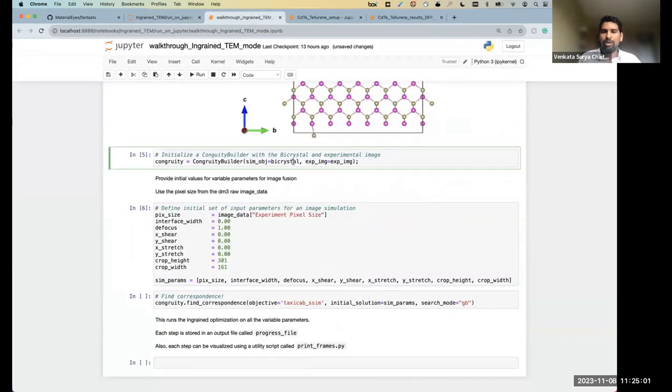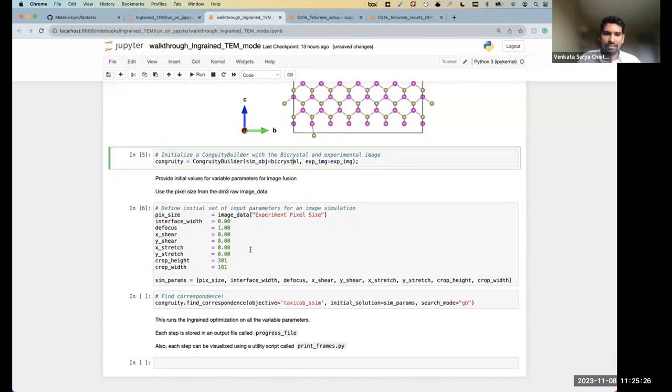Once we have the POSCAR, we simulate the TEM with it, and Ingrained uses the Ingrained-STM package, which is a convolution of the HIDF images using an independent atom model for the TEM images. Basically it uses the atomic number of the atoms to create the simulated TEM image.